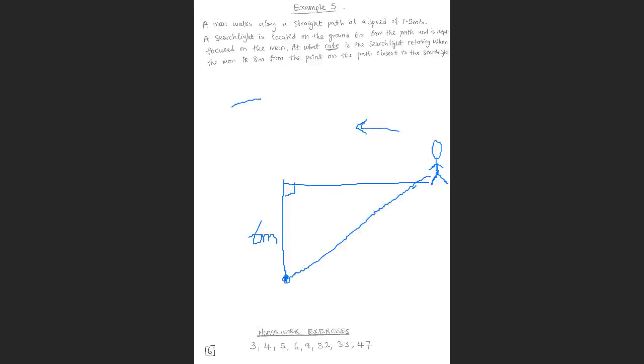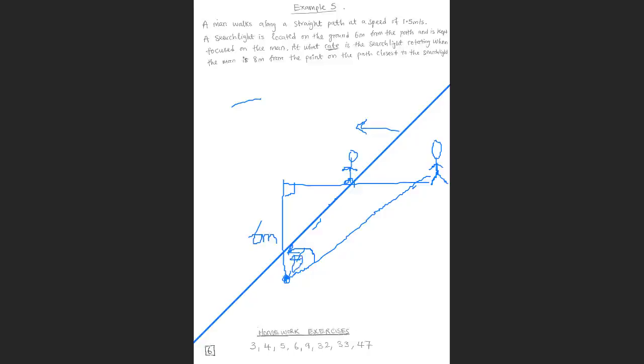They say, at what rate is the searchlight rotated? Do you agree that when this guy is somewhere here, let's assume that this guy moves all the way here. Now, because the searchlight needs to stay focused on the guy, you're going to have something that looks like this. You see that? And because of that, you're going to have some angle of rotation there. So we can call this theta.